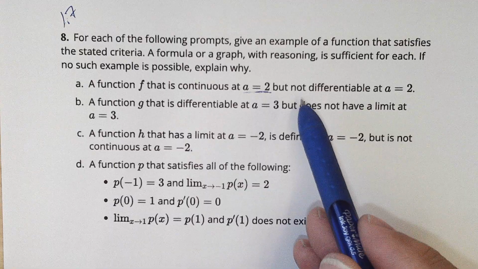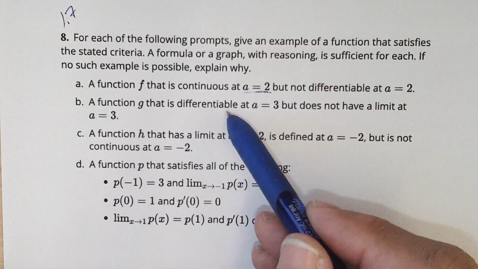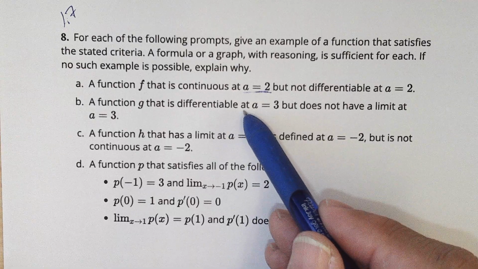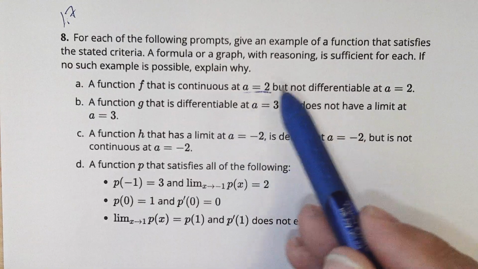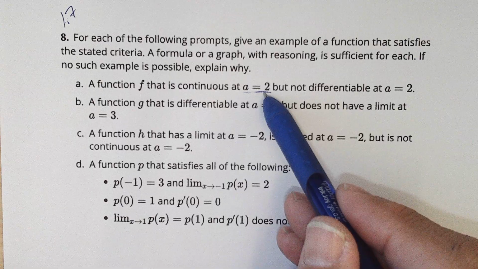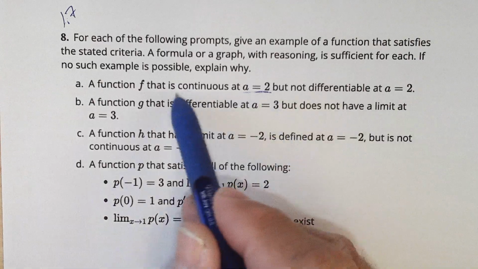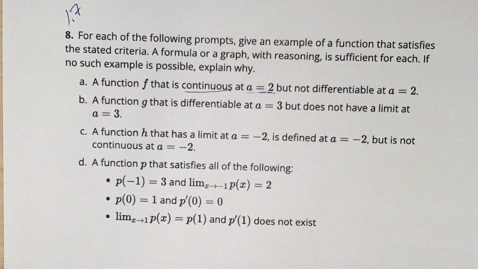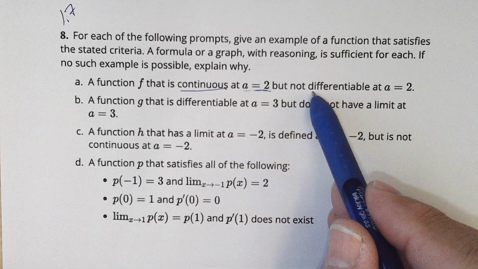To be continuous, it has to have a left-hand limit, a right-hand limit, and they've got to be equal, so it has a limit, has a value, and they're the same. So we have a continuous function at 2, but it's not differentiable.